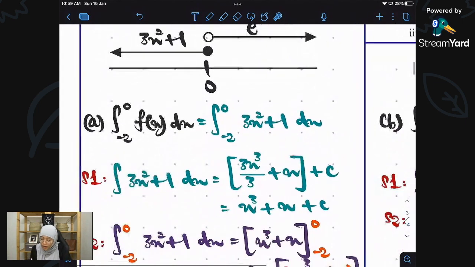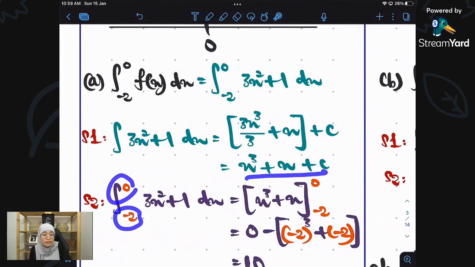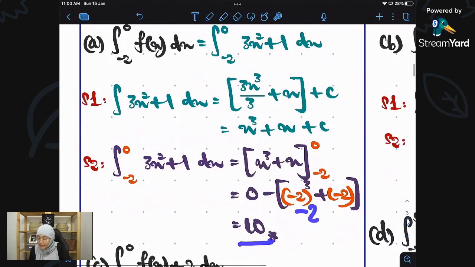And then you now know how to solve this already, because you know how to integrate this, and then you put plus c, and then you got the answer, and then you put back the limit at the second step, which is the -2 until 0. No, you don't need to integrate it anymore. You bring the x cubed plus x there, and then you put the limit outside of the bracket, and then you substitute in the value 0 and then -2 here. Okay, and then the answer is 10. That is the first question A.